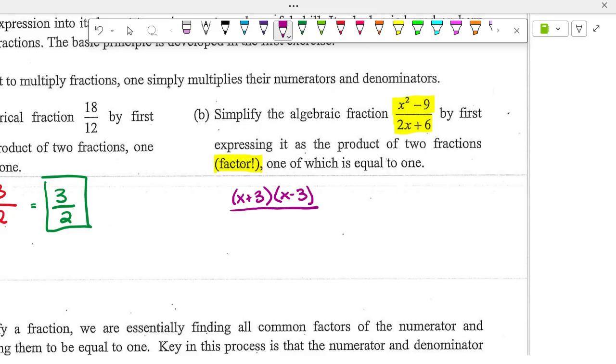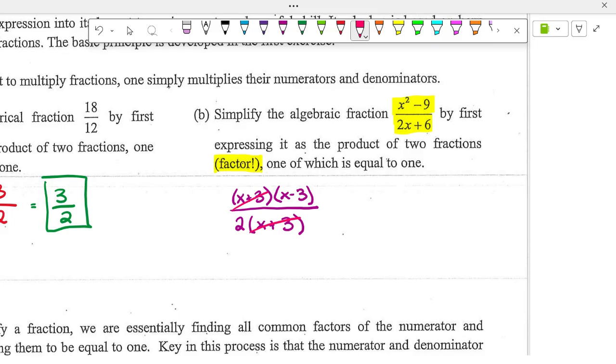Now, for the denominator, what's the only thing that gets factored out? 2x plus 6. Right, so there's only a GCF in there. It's 2. So what am I left with if I take the 2 out? X plus 3. Now, look between the numerator and the denominator. What factor or factors appear in both the numerator and the denominator? X plus 3. So guess what we can do with them? Cancel them out. We can say bye-bye to them.